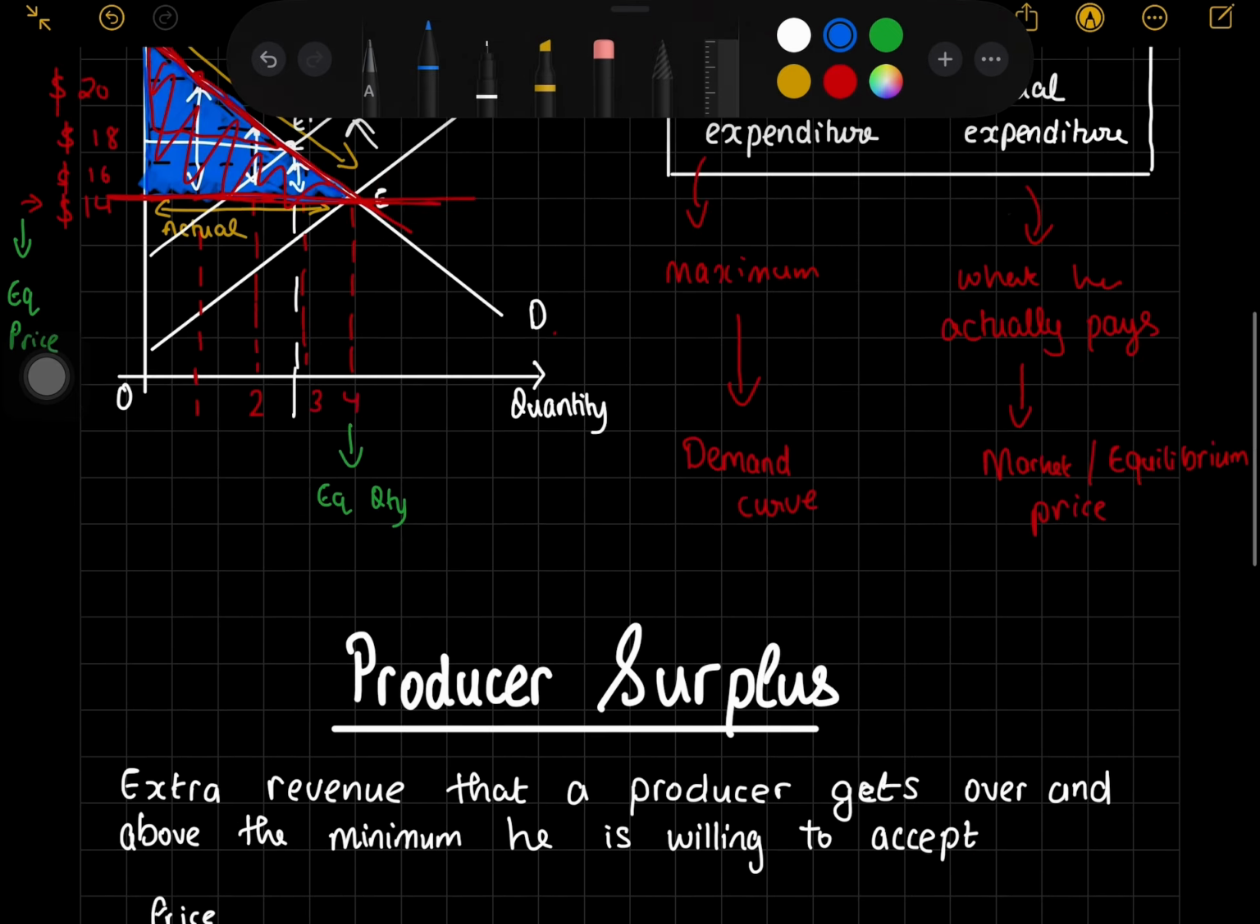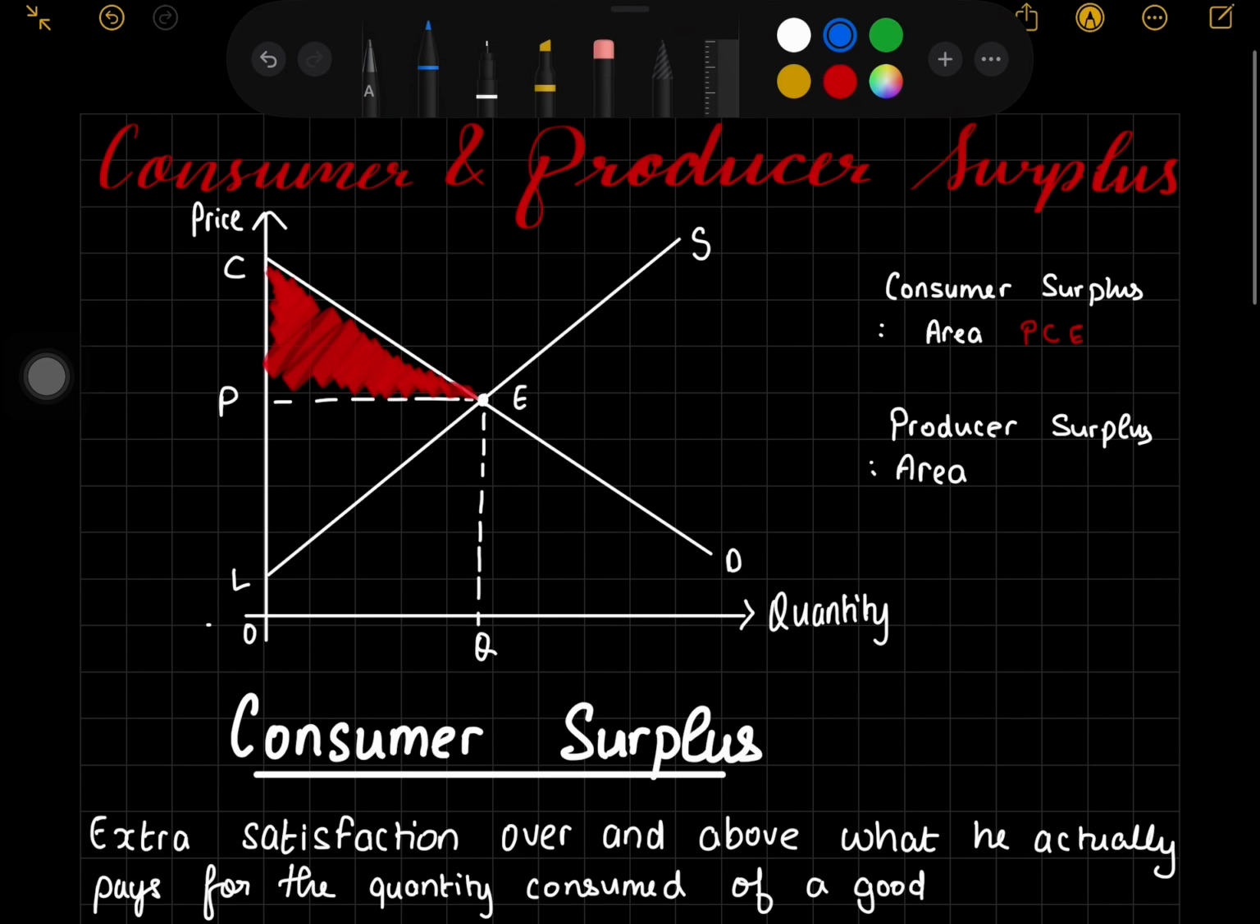So let's see above, what is our producer surplus? I think by now you should be able to identify it. It's very simple. It is this area. Right. This is area LPE.